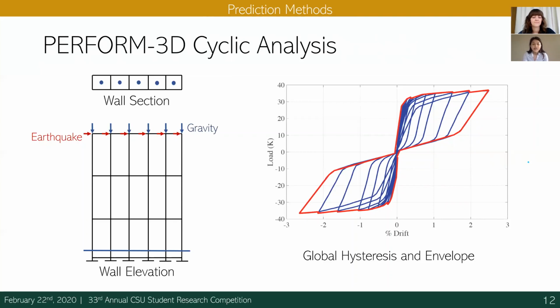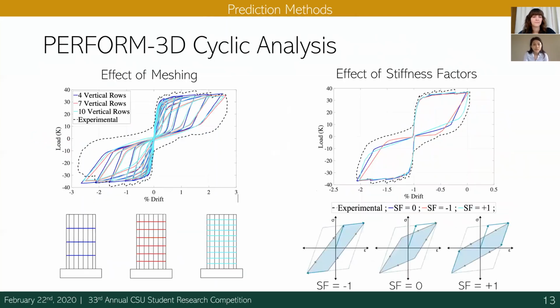We loaded the wall the same way that the experimental testing had loaded it, and we plotted again on the hysteresis, but we're only interested in the envelope of the hysteresis highlighted in the red because this would give us initial stiffness, the wall strength, and the amount of energy dissipation throughout the loading cycle. We wanted to use this Perform 3D model to calibrate to the experimental test result and get an accurate prediction. So with that, we decided to explore two parameters on Perform 3D, the effective meshing and the effective stiffness factor.